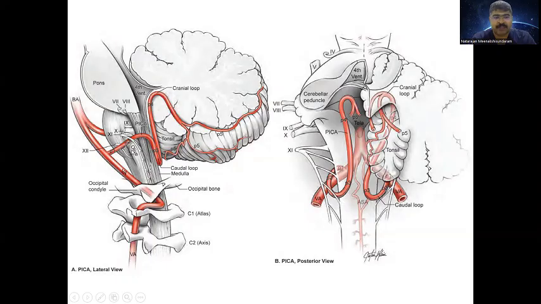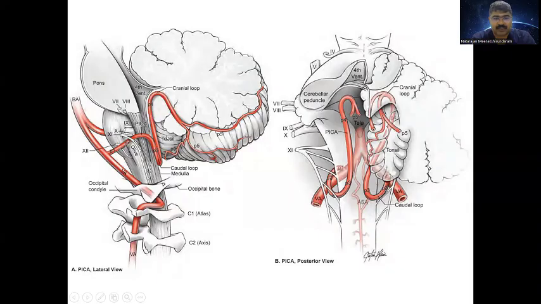hypoglossal nerve rootlets. And the P2 segment extends between the medial border of the olive and the lateral border of the olive. This segment is called the lateral medullary segment and lies between the 12th cranial nerve rootlets and the 9th and 11th cranial nerve rootlets. And then the P3 segment extends from the lateral border of the olive, and it goes down to the tonsillar part and then goes up to the middle of the cerebellum.